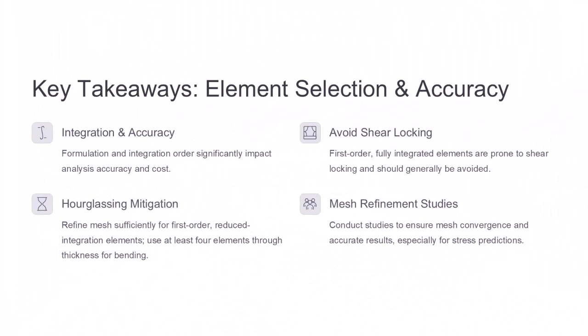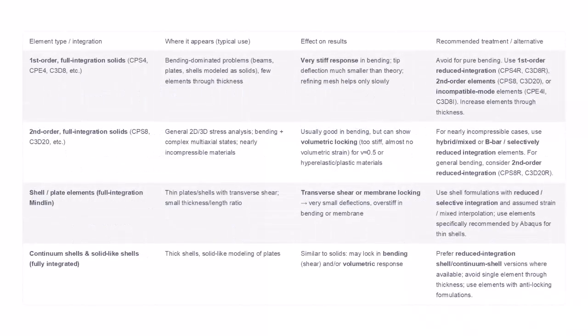The main message is simple. Element choice is a modeling decision, not just a default. It directly controls stiffness, locking, and the accuracy of your results. By understanding incompatible, hybrid, and standard elements, you can avoid many typical FEA mistakes and get closer to the real structural behavior. Finally, we summarize the element type and integration.